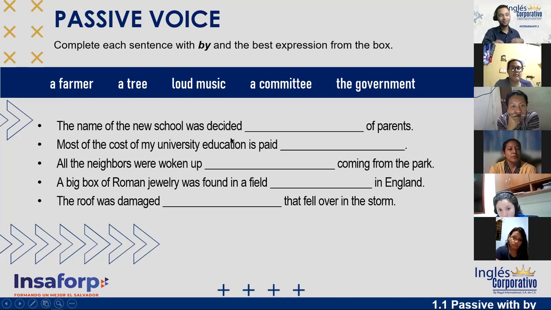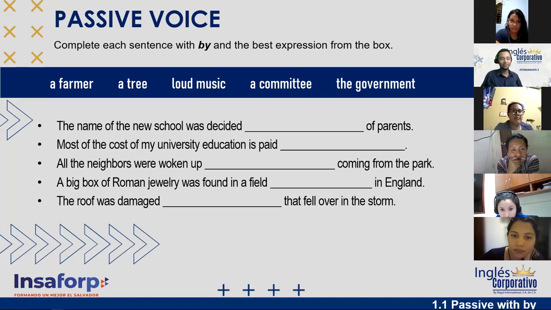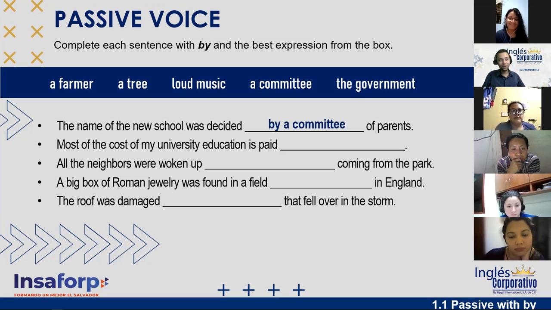What about the first one? Who wants to try? Estela. Sorry. A committee. Okay, the whole sentence, please. The name of the new school was decided by a committee of parents. Okay, very good. Thank you, Estela.